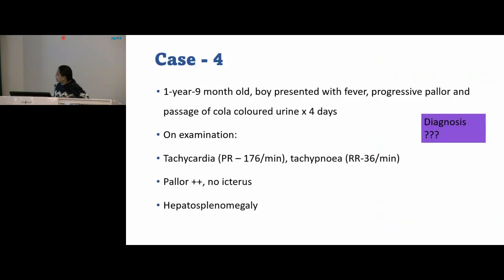We have a 1 year 9-month-old who presented with fever, progressive pallor, and passage of cola-colored urine for 4 days. On examination, the child had tachycardia, tachypnea, and also had pallor with hepatosplenomegaly. Kiran, you want to come? So hemolytic anemia, where probably there is an intravascular hemolysis because of the history of this cola-colored urine with pallor and all.